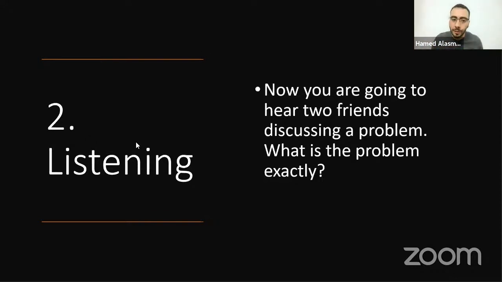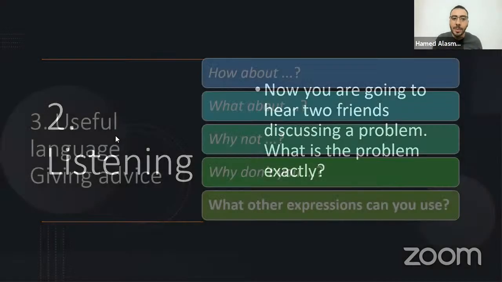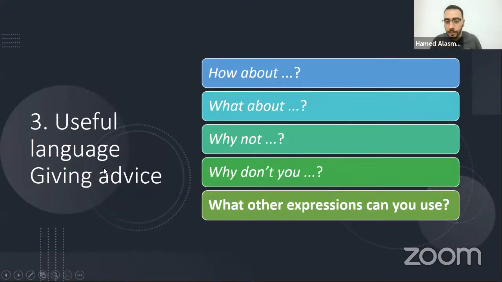Okay, we can move to the next stage, which is useful language. And in this lesson, for example, my useful language can be about giving advice, how to give advice to someone in a difficult situation, or if he or she is facing a difficult situation or a problem. What I would focus on in such stages would be something like these expressions, the ones you see in front of you. How about, what about, why not, why don't you? And of course, I will not just show the expressions and move on.